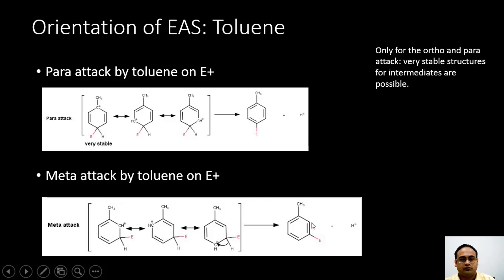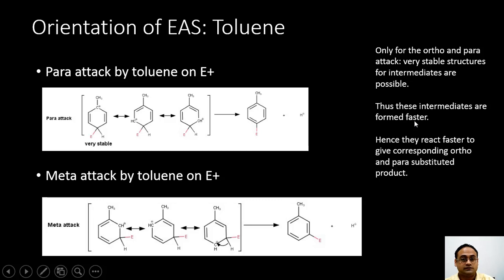Therefore, we find that only for the ortho and para attack, very stable structures for intermediates are possible. Thus, these stable intermediates are formed faster. Once they are formed faster, they will react faster to give the corresponding ortho and para substituted products. Only minor quantities of meta substituted products are formed because the resulting intermediates are not very stable in comparison to the intermediates resulting from the ortho and para attack.